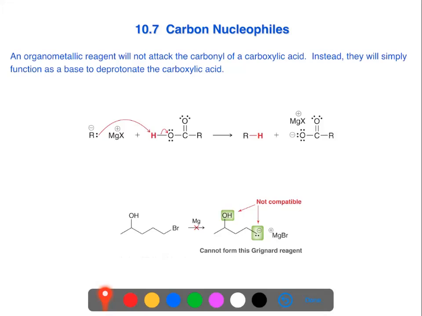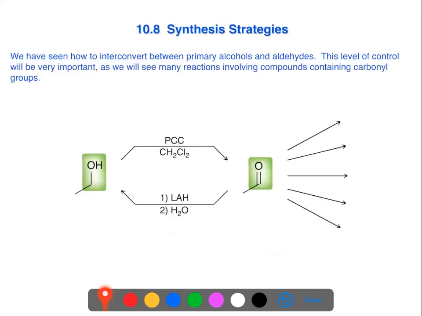So anytime you have a fairly acidic hydrogen, like we see with the carboxylic acid or even with alcohols, these are not going to be compatible with Grignard reagents or with organolithiums. So in this section, we've seen different ways in which we can convert alcohols to carbonyl-containing compounds such as aldehydes and ketones. And we said that that primarily depends on the type of alcohol we're starting with.